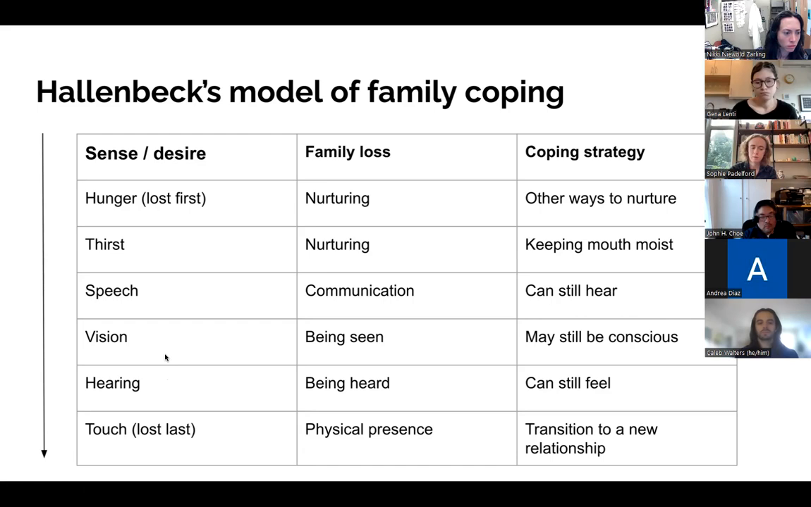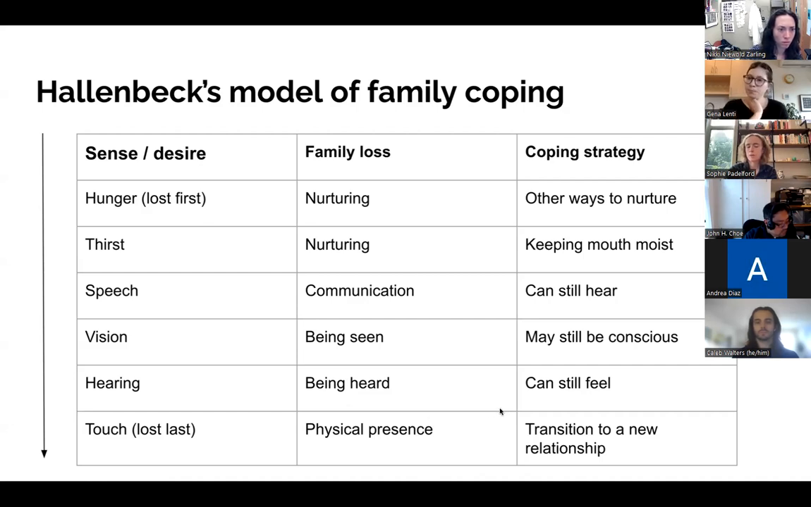The next thing patients lose tends to be vision. And again, the family suffers tremendous loss from no longer being seen. But what we can offer is that the patient, when they lose vision, is likely initially still conscious and maybe still aware that their family is there, even if they can't see them, so they can still appreciate their presence. The next thing that's lost is hearing. And again, this is huge because now the patient can't speak, can't hear, can't see. We've really lost most of the standard ways of communication that folks use in their lives.